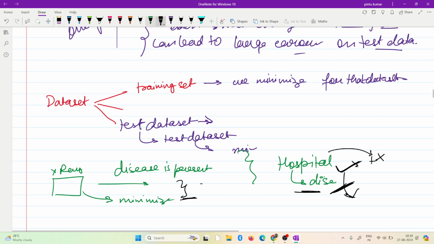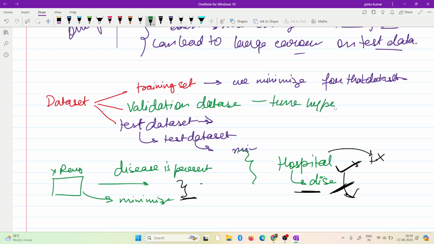There is something that I skipped, that is known as validation data set. These are used to tune hyperparameters. There are no hyperparameters right now, but towards the end of the lecture, we'll have some hyperparameters. Then I'll tell you what I mean by tuning hyperparameters.